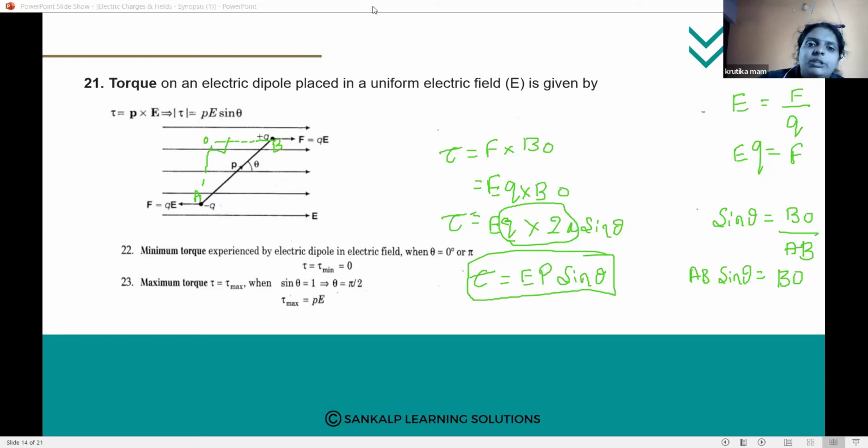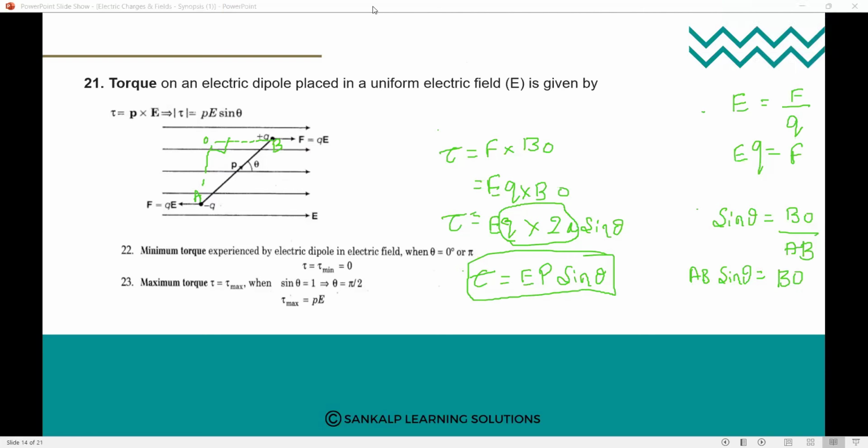The question will come as: derive the expression for the torque due to a dipole placed in a uniform electric field. Very simple derivation. Is that clear?